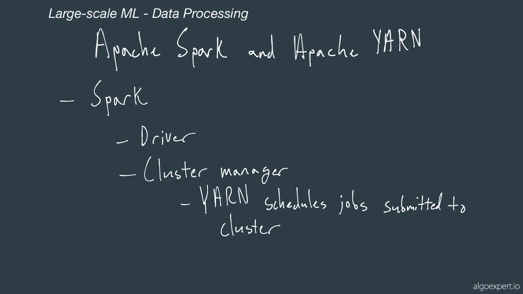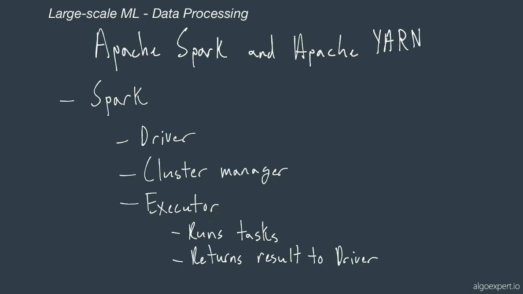That cluster manager is actually going to be Yarn. So Spark will use Yarn. It uses it to schedule jobs submitted to the cluster. Finally, the executor runs the task and returns the result to the driver. Let's see how this works.